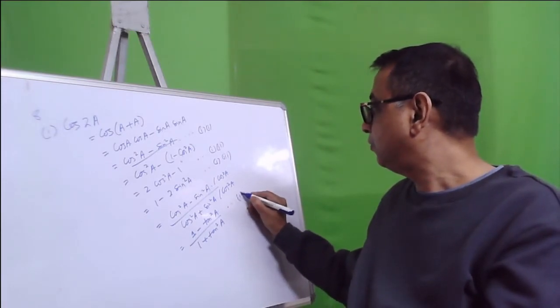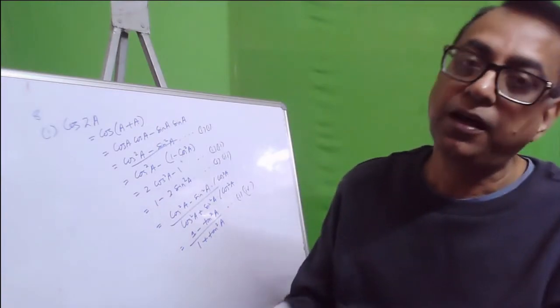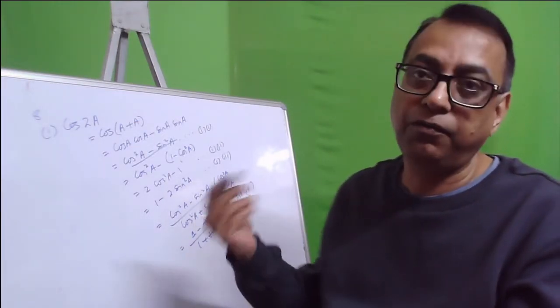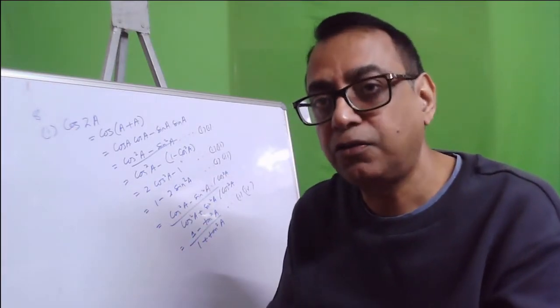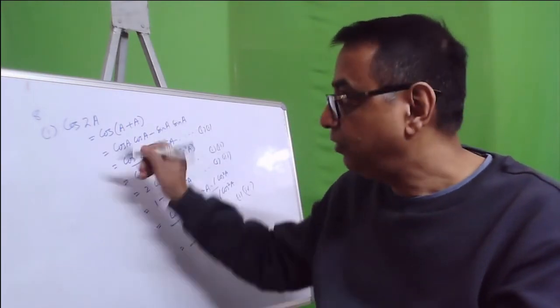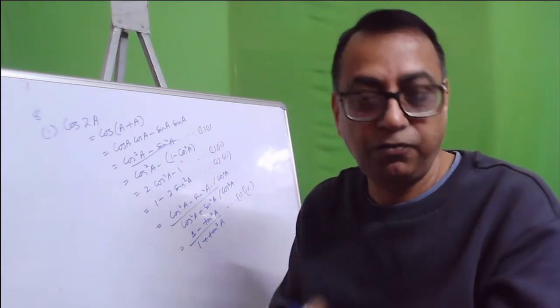So this is 1, 4. So as you can see, there are many ways to represent one double angle, and we'll use it as and when we need it, the way it is required to be used. Similarly, for sine 2A, we will also work out. Just before that, I just wanted to highlight one thing.